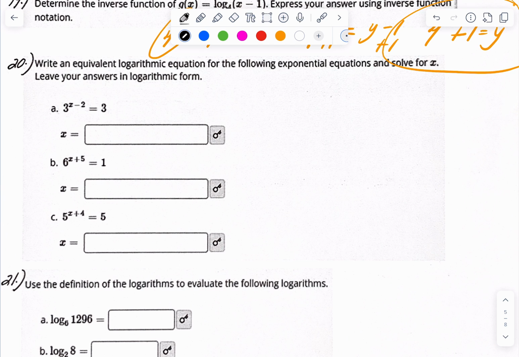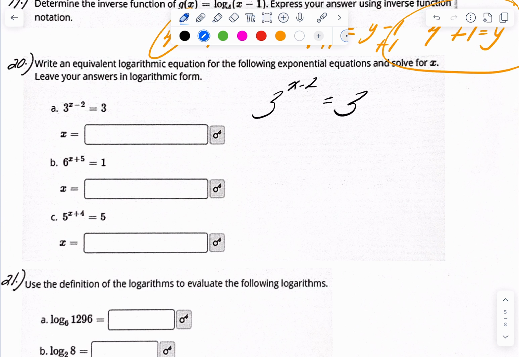Write the equation in a logarithmic form. Leave your answers in logarithmic form. So, since they want us to solve by logs, I guess, which is silly. There's a lot easier way to solve this.